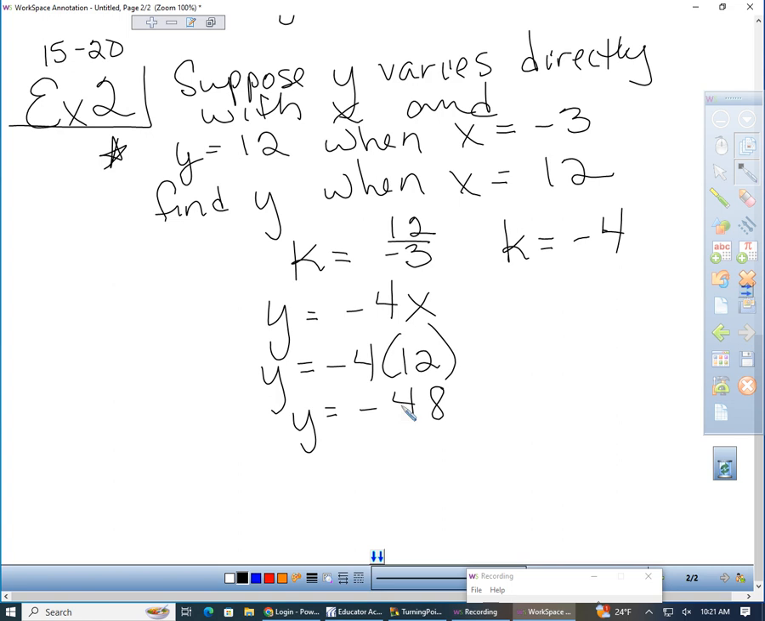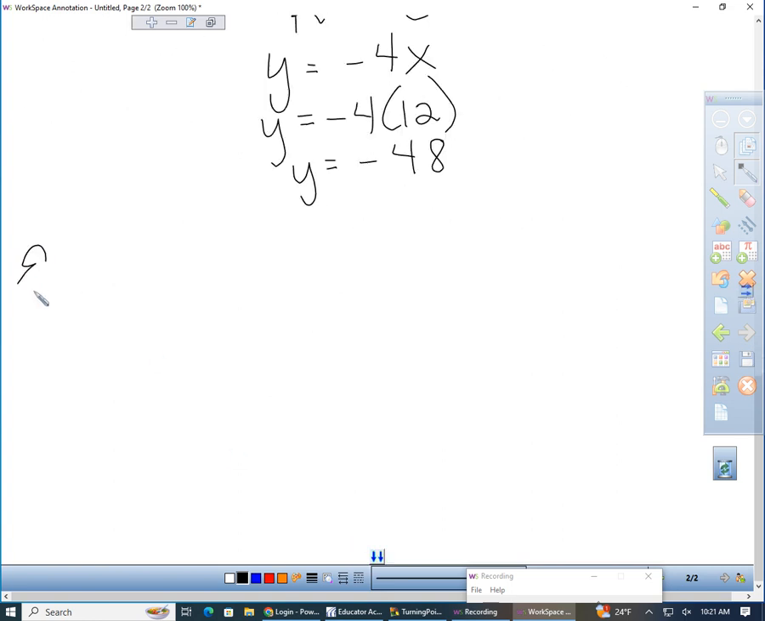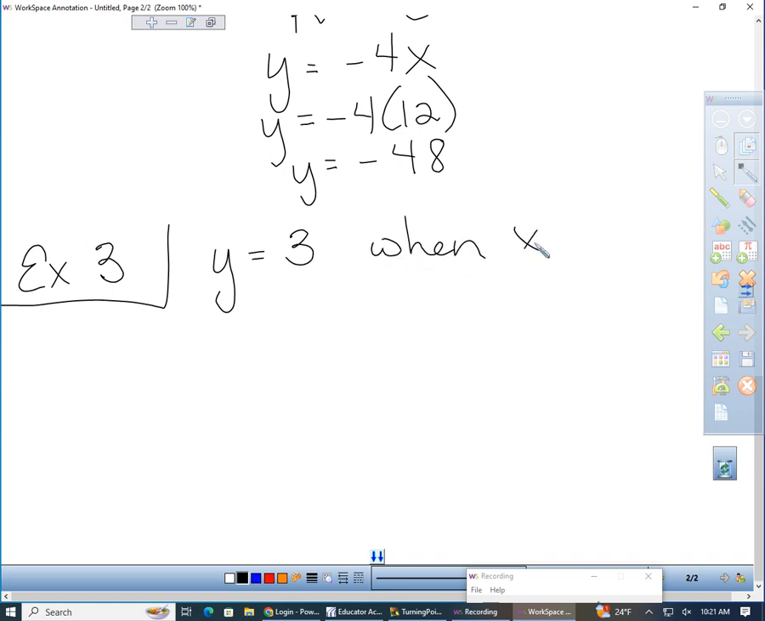All right, you guys, talk to me. Questions? No questions. Okay. Do another one. Example number 3. Still from the same section. And instead of writing out suppose y varies directly with x, you guys already know that, right? That's the first part of it. Okay, let's say we have y equals 3 when x equals 7. Find y when x equals negative 2.